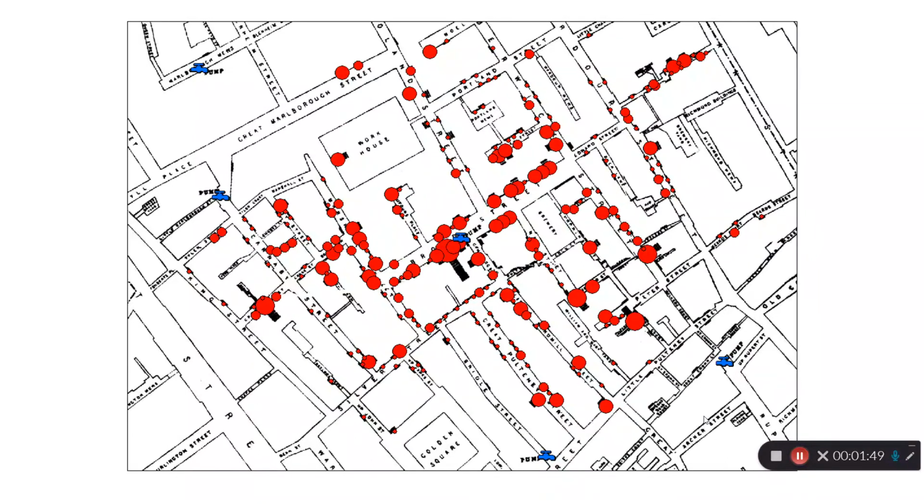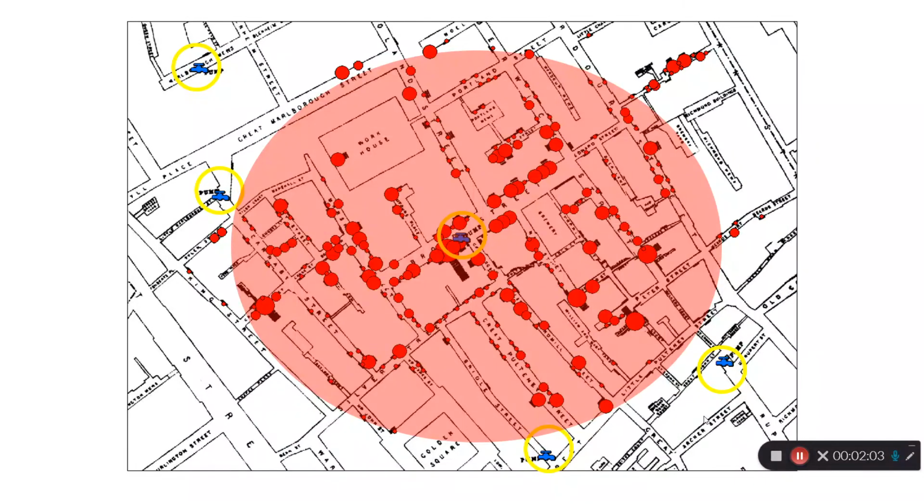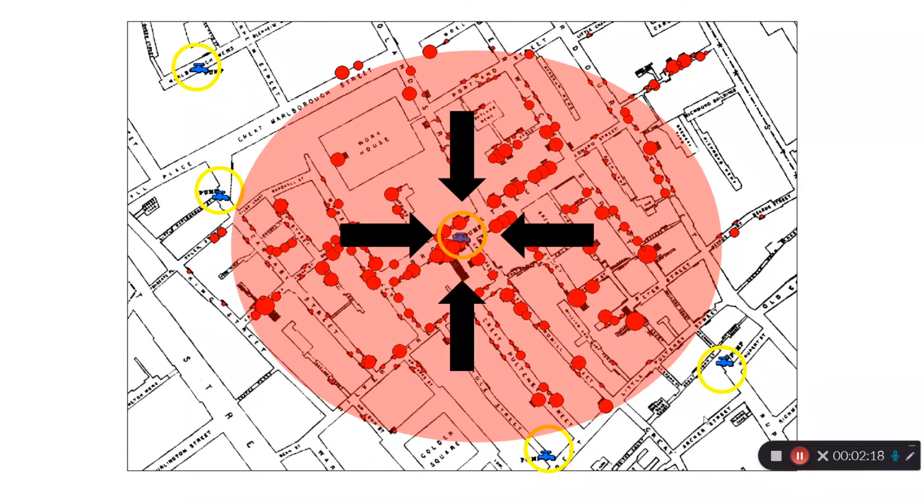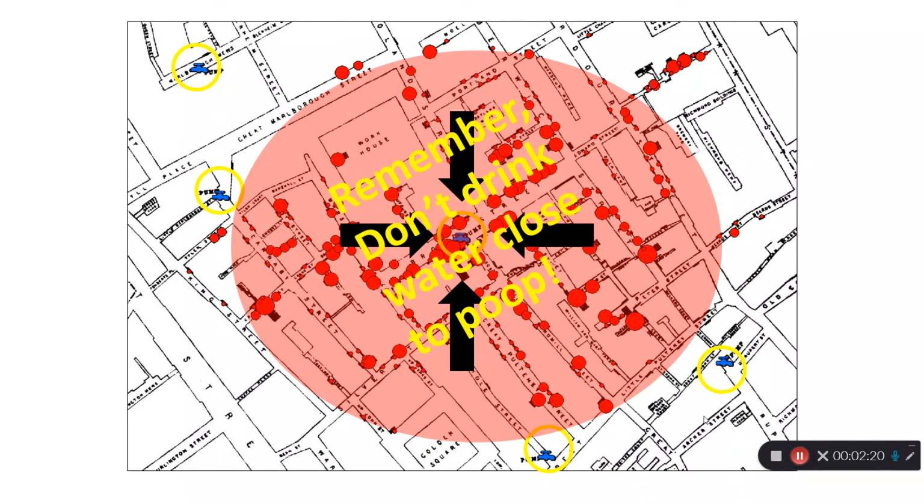Now we also see the locations of water taps that people were using to drink water from during this time period. If we look at where all the red spots are centered compared to the tap's location, we can start to localize the source of the problem. This is what John Snow did: he localized the problem to the tap that was infected with cholera based upon the amount and the location of the infections. Right there. Remember, people, when you're having a bad day, don't drink water close to poop.